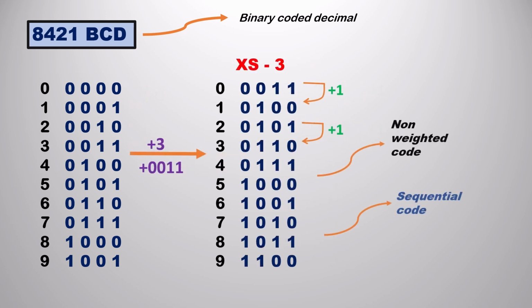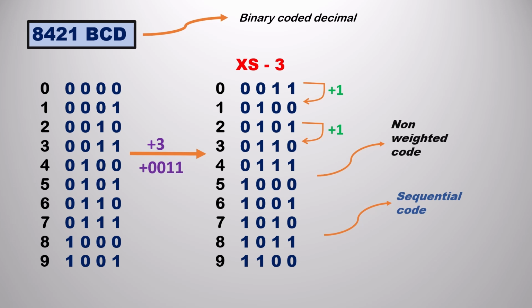We already covered XS3 code in the classification in the previous video. Here we classify this XS3 code as a non-weighted code, because here weight does not matter. If you see the 8421 BCD, those are weights, corresponding to positions that we are placing. Suppose you take 9, so 8 plus 1, those are the corresponding positions where you put 1. But in non-weighted codes we have no weights, so we have no corresponding positions. If we add 3, we get the corresponding XS3. So it is known as a non-weighted code.